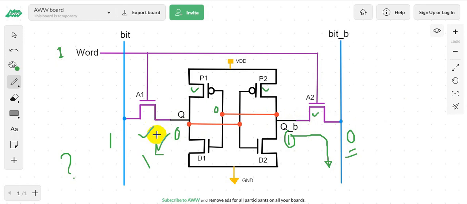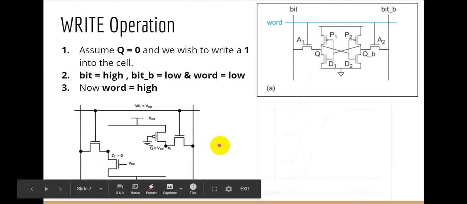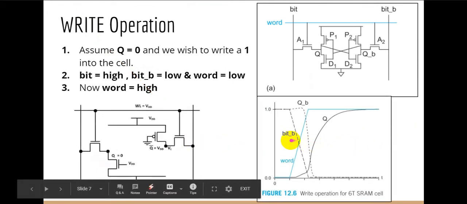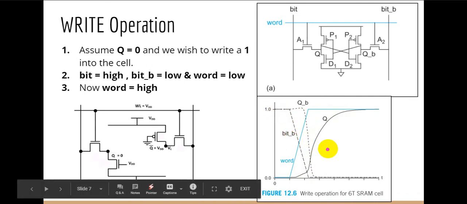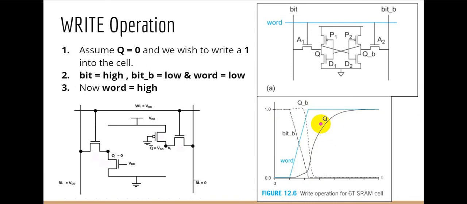I hope now you understand both the read and write operations. Okay, so here you can see when the word line is raised high, the bit bar is getting low and the Q is rising after some time. These pictures are taken from the CMOS VLSI Design book written by Neil H. E. Weste and David Harris.